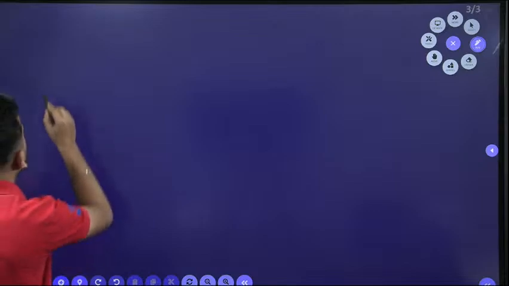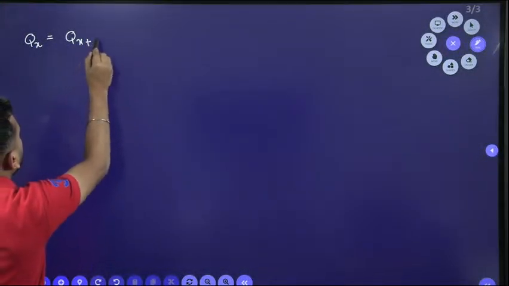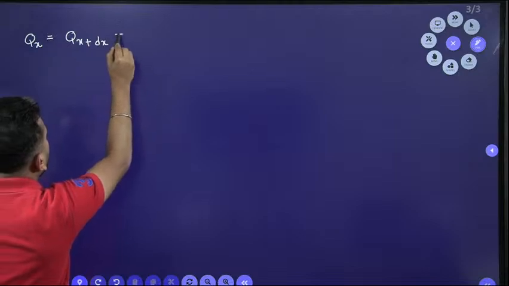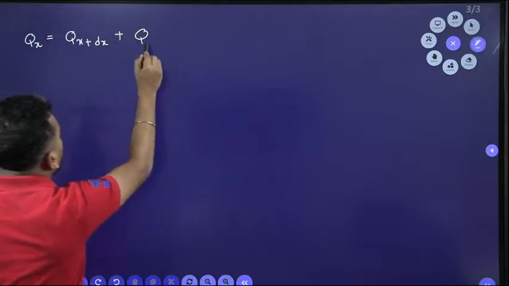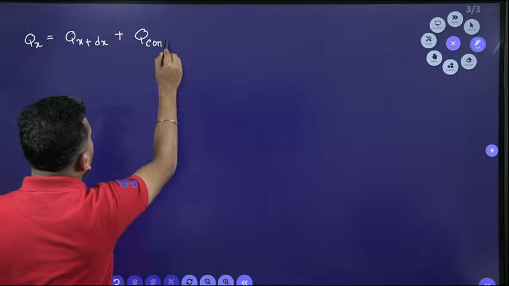So let me go to the next page. So qx is equal to, in place of q at x plus dx, I am writing once again, this is the thing that I have written, plus q of convected.